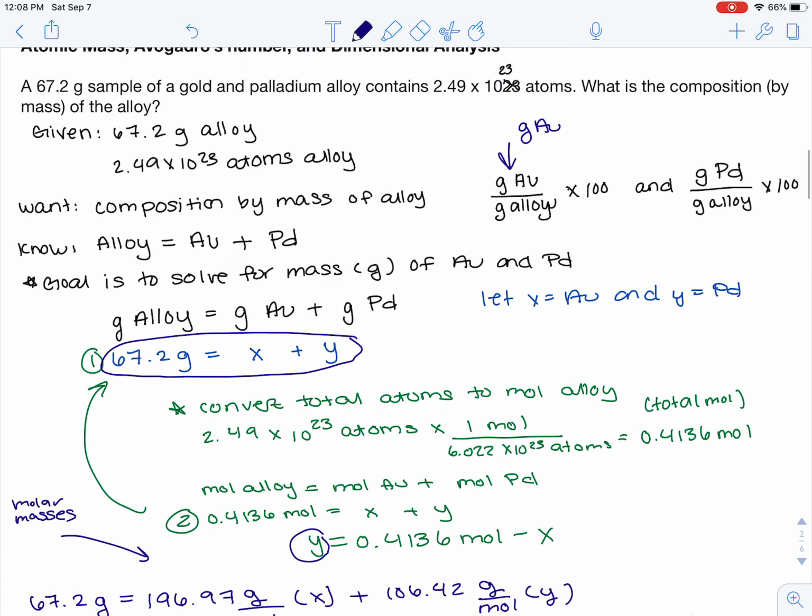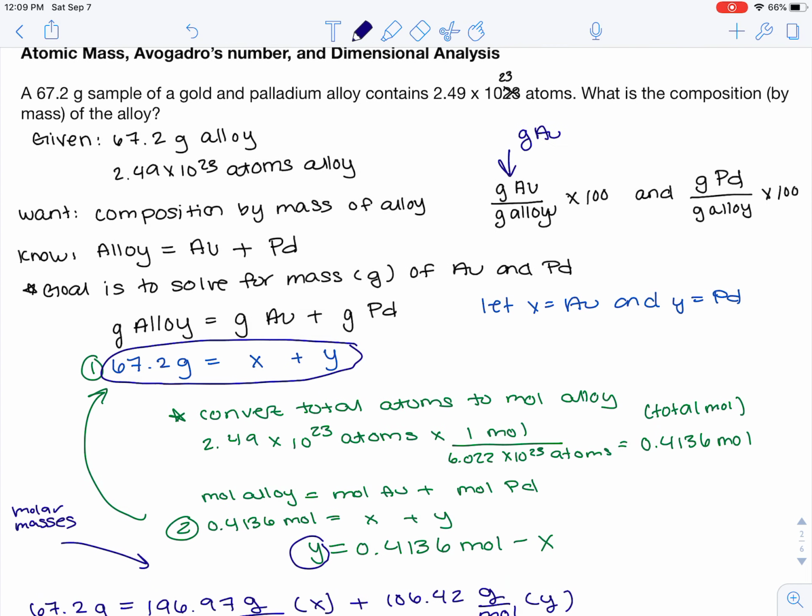So what we did here, just as a real recap, we know that 67.2 grams of alloy was made up of grams of gold and grams of palladium. Since you wanted the composition of the sample, you needed the percent of gold and percent of palladium, which would be grams gold divided by grams alloy times 100, and grams palladium over grams alloy times 100. So you knew that you needed to go to grams. So I decided that I would like to go to grams from molar mass and get rid of all the atoms in the small numbers.